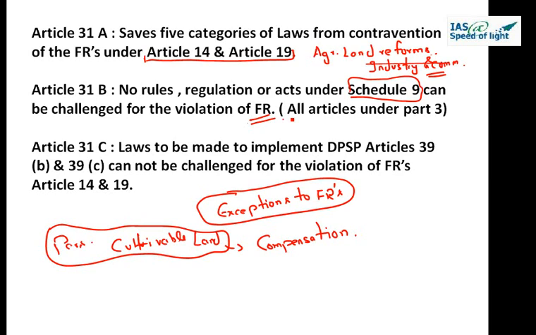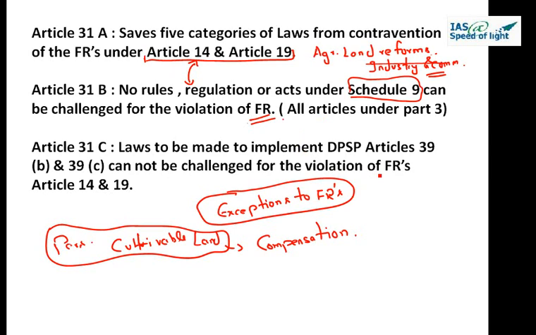And if you compare 31A with 31B, 31B is protecting these acts or regulations from all the fundamental rights that are there in Part 3, while 31A saves only from the right to equality, that is Article number 14, and the right to freedom, that is Article number 19.